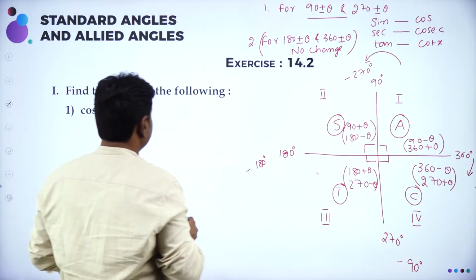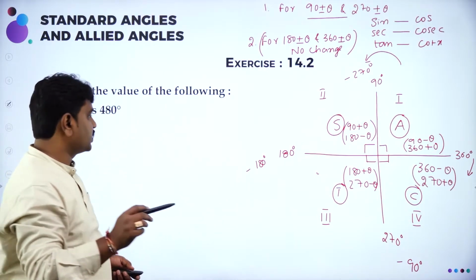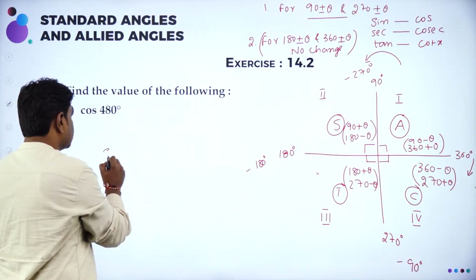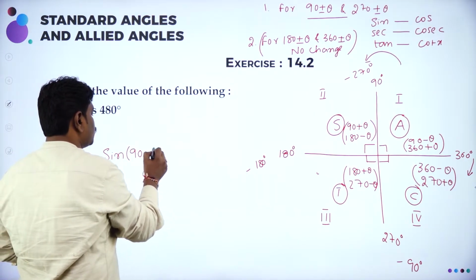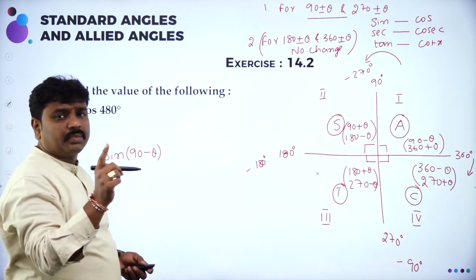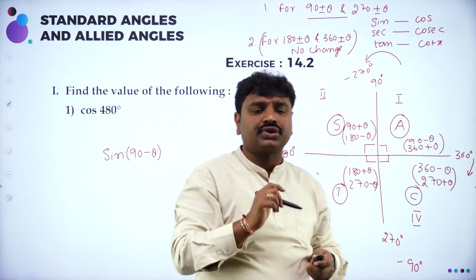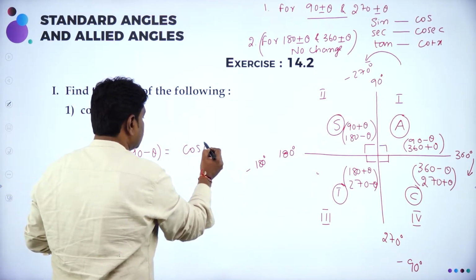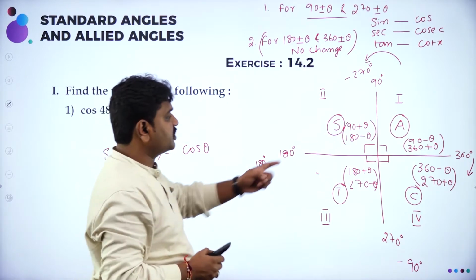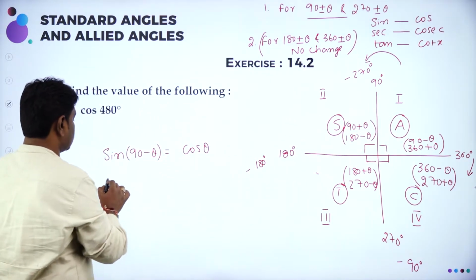Now coming to this, first I'll teach you how to do it for sine, then we'll go to the problem. Say if I take sine of 90 minus theta. See dear students, for 90 plus or minus theta and 270 plus or minus theta, function changes to co-ratio. So sine becomes cos theta. And 90 minus theta lies in first quadrant. In first quadrant, all are positive, so your answer is positive cos theta.